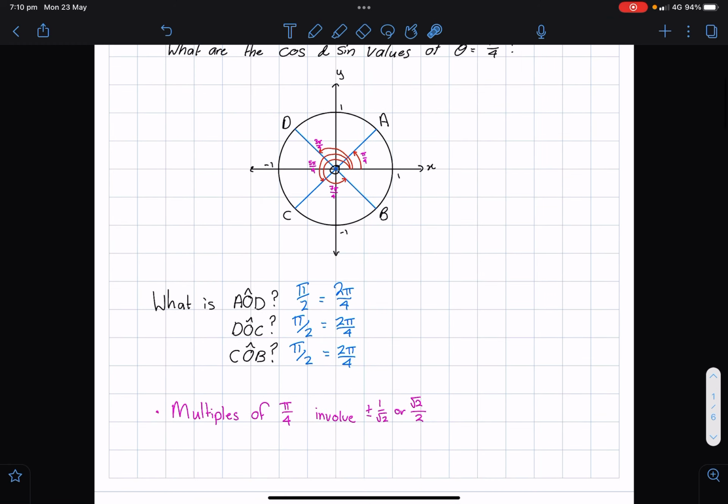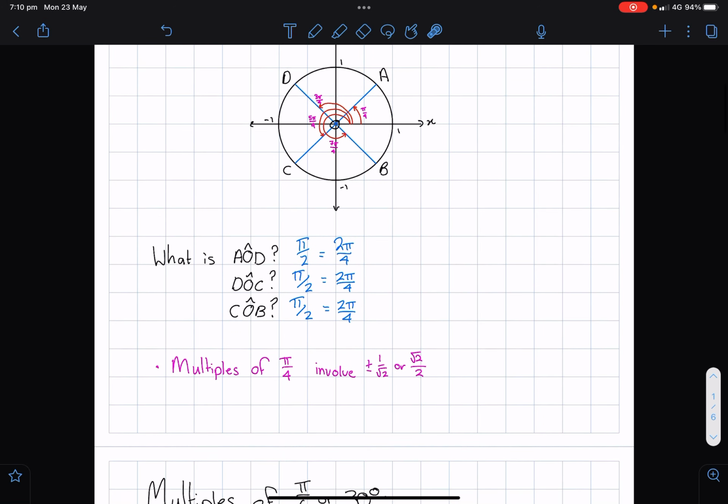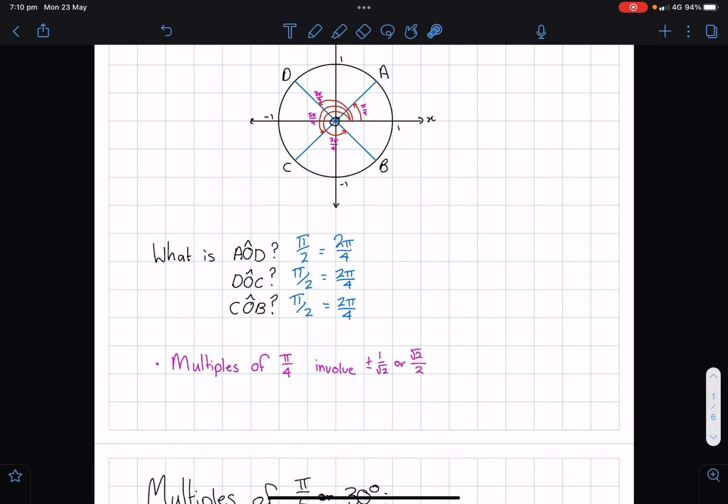Alright, so multiples of pi on 4 will all involve plus or minus 1 on root 2 or plus or minus root 2 on 2, depending on your unit circle and what you're comfortable using.